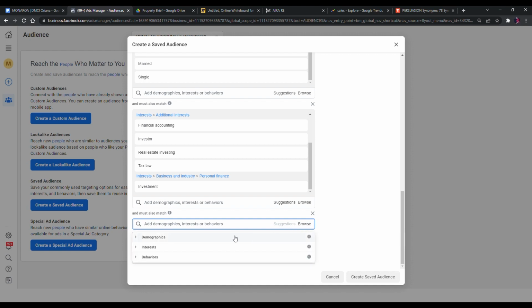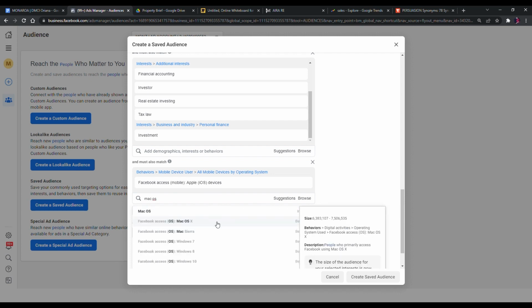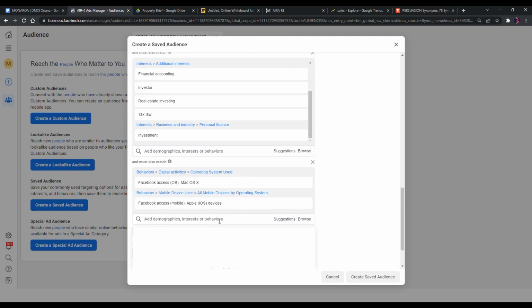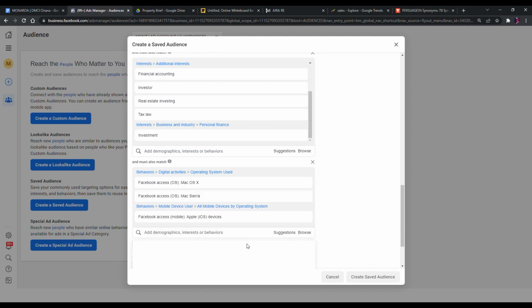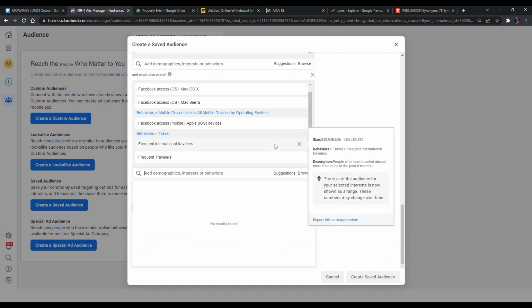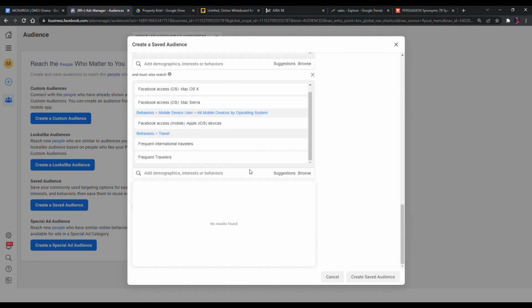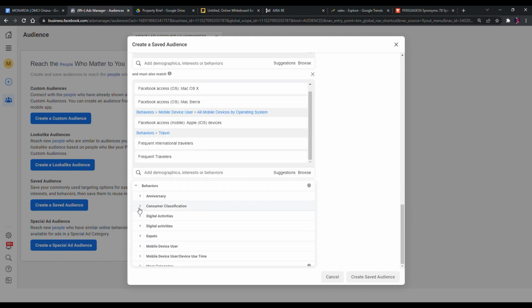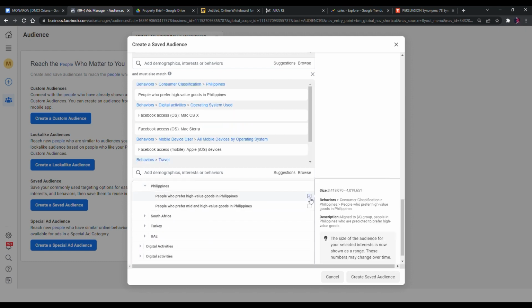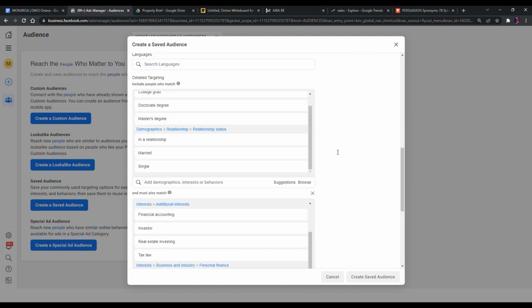So behaviors will be OS: Mac OS, OS X, OS Sierra, and then frequent travelers, frequent international travelers, because people earning 180K per month can do that. How many people do we have? We have a healthy amount. Then go here, it's too much to type: consumer classification, Philippines, this and this, and then purchase behavior, engaged shoppers. Okay, so yeah, we have a healthy amount.